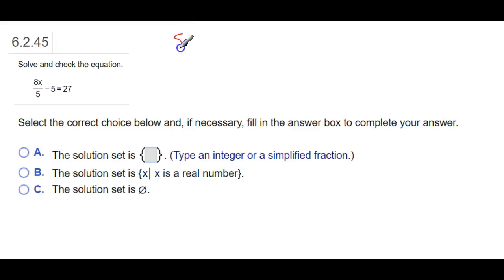Alright, so I've got 8x divided by 5 minus 5, and that equals 27. So what it's saying is I've taken some number, I've multiplied it by 8, then I divided that by 5, and then I subtracted 5, and I got 27. Well, what number is it? To figure out what x is, you have to go backwards through that process. The last thing I do, by order of operations, I multiply, divide, subtract. Last thing I do is subtract. So to work backwards, I need to add. So I'm going to add 5 to both sides of this equation.